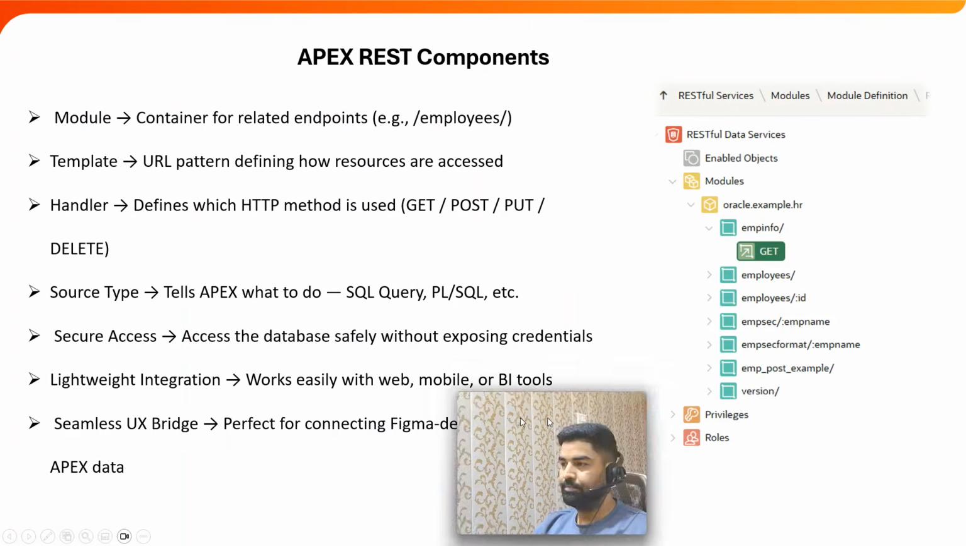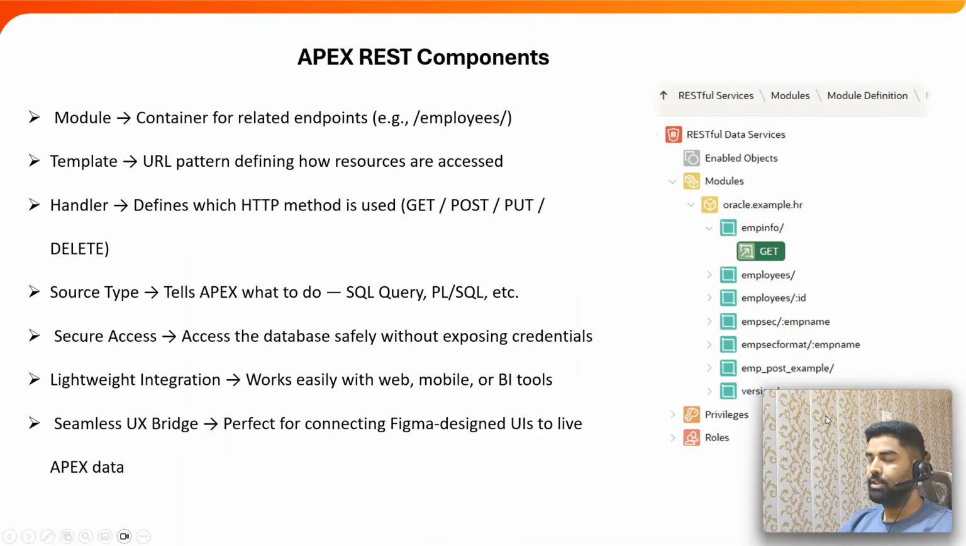So if I go next, in this particular section you can see Apex REST components. So first of all, we have to understand what the REST components are and how they look. So first is module, a container for related endpoints. If I tell you something related to module, it is basically a parent container where we put all of these APIs. Then we have template, URL patterns defining how resources are accessed. Then we have a handler, which defines which HTTP method we are using, like get, post, put, or delete. We define it over there.